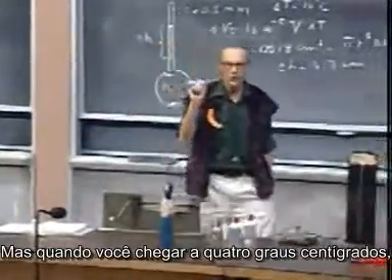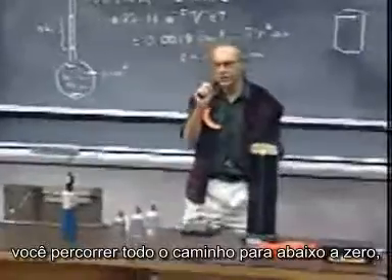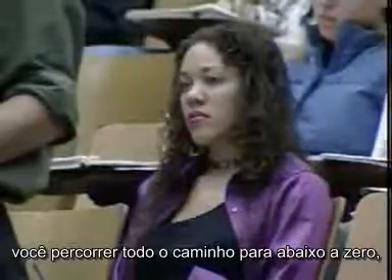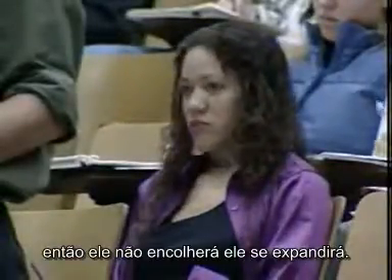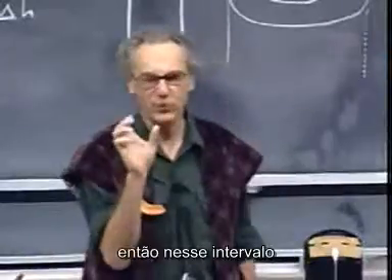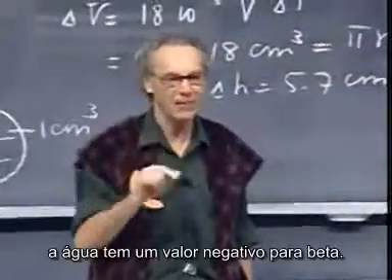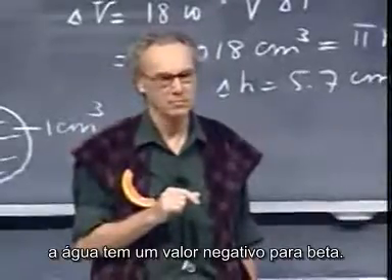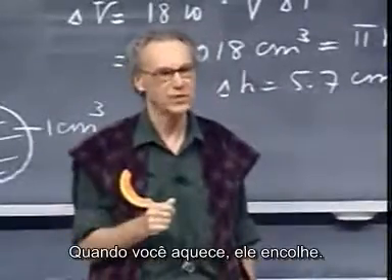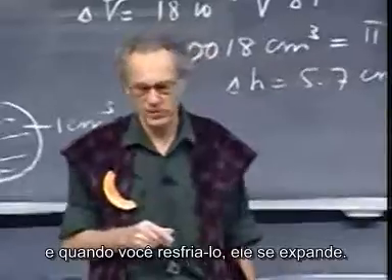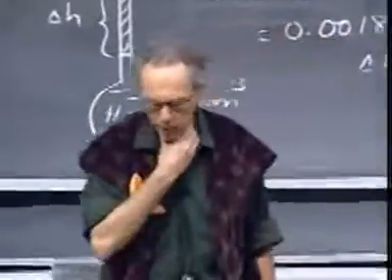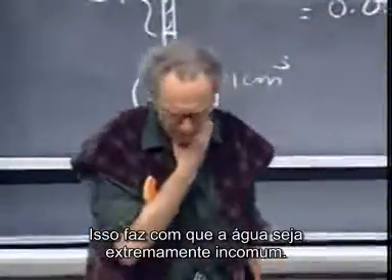But when you reach 4 degrees centigrade and you go all the way down to 0, then it doesn't shrink, it expands. So in that range from 0 degrees centigrade to 4 degrees centigrade, water has a negative value for beta. When you heat it, it shrinks, and when you cool it, it expands. And that makes water extremely unusual.